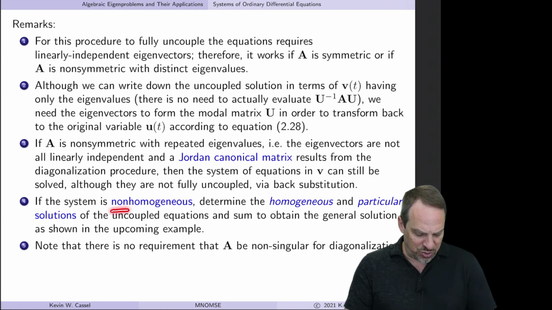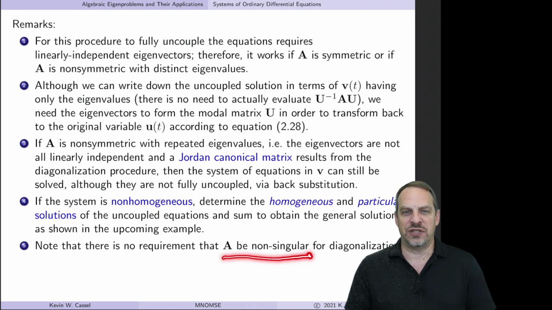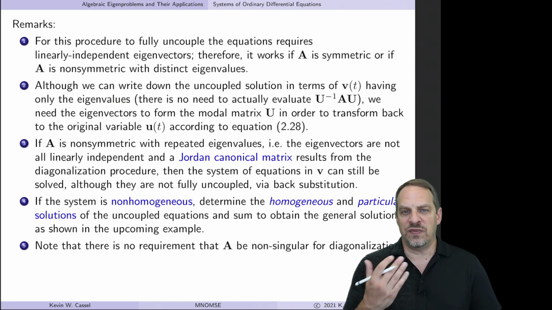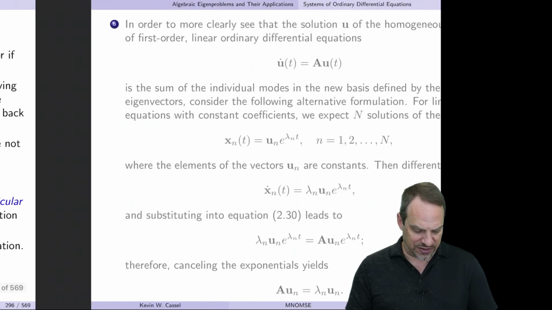Now if I have a non-homogeneous system, so if the f's are non-zero, then this will be dealt with just like we did for a single differential equation. We'll get the homogeneous or complementary solution, we'll get the particular solution, and then we'll superimpose them together. Now this last point is actually kind of interesting. You'll notice that there's no requirement that A be non-singular for diagonalization. So when we're solving differential equations, we never actually ask the question, is our coefficient matrix singular or not? It never enters into our consideration when we're solving these systems of coupled linear ordinary differential equations using diagonalization.